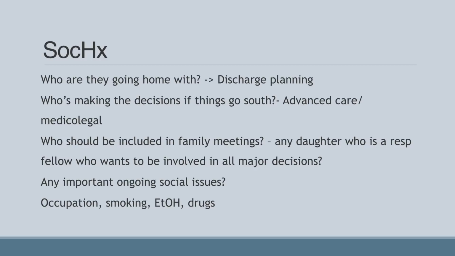Who's going to make the decisions if things go south and they wind up intubated in the ICU? Obviously, this is very important for advanced care and medical legal reasons. And who should be included in family meetings? For instance, do they have a daughter who's a respirology fellow who wants to be involved in all the discussions and major decisions? And do they have any important ongoing social issues?